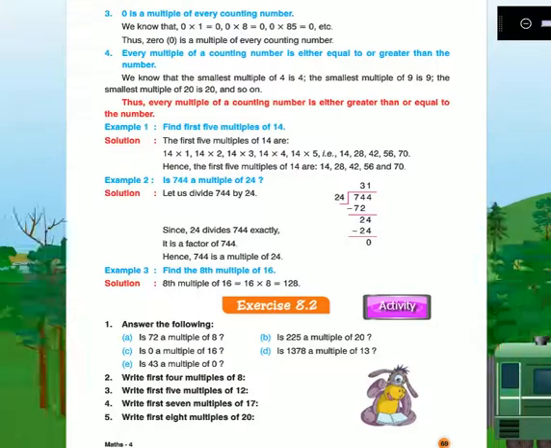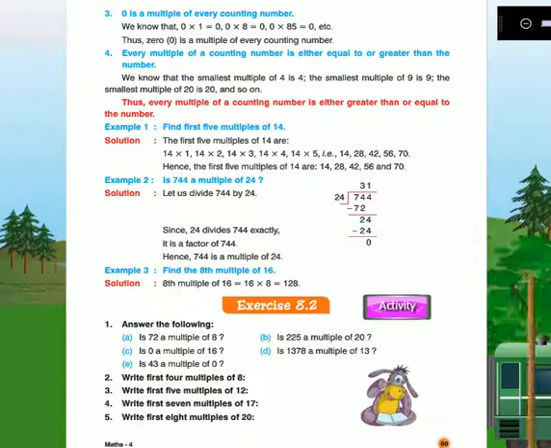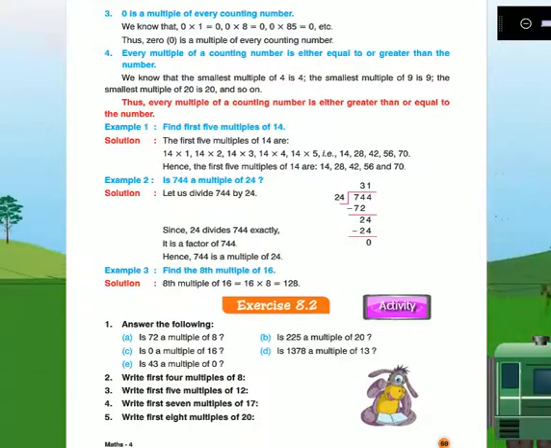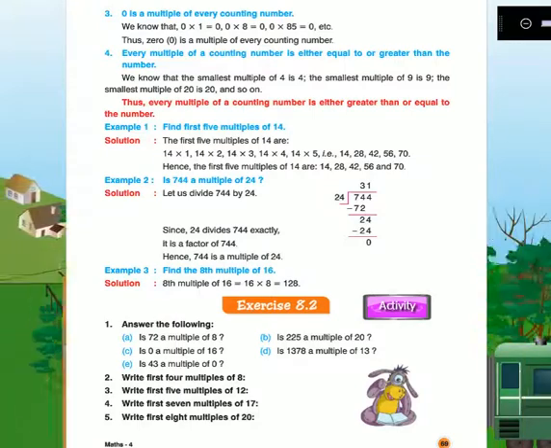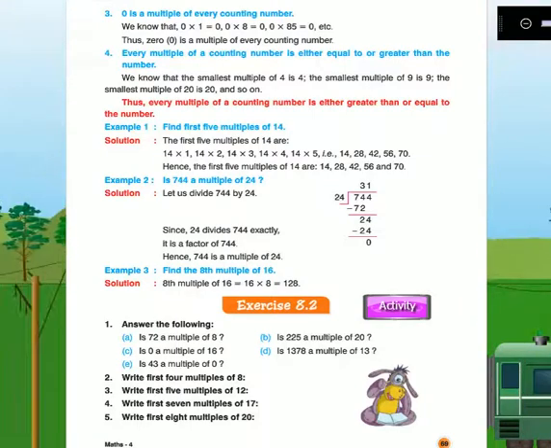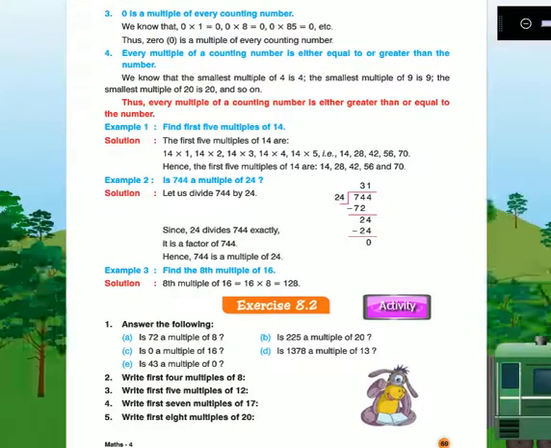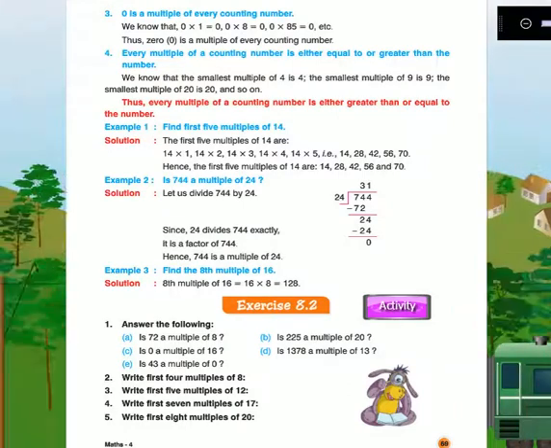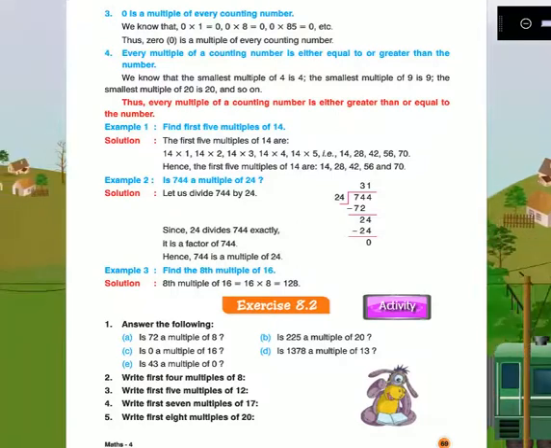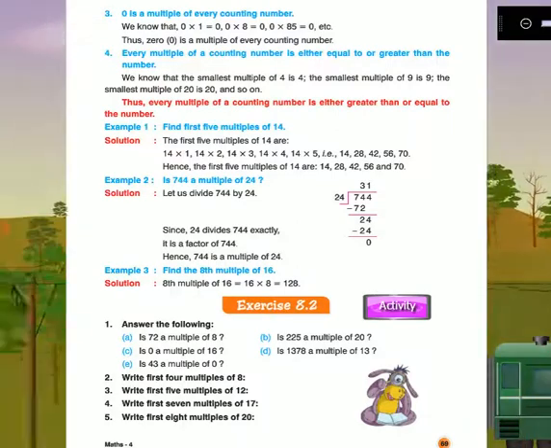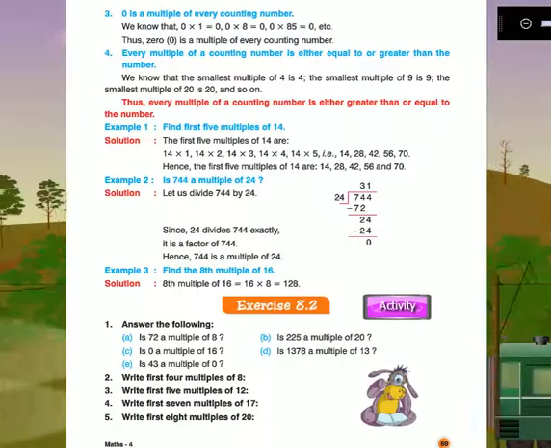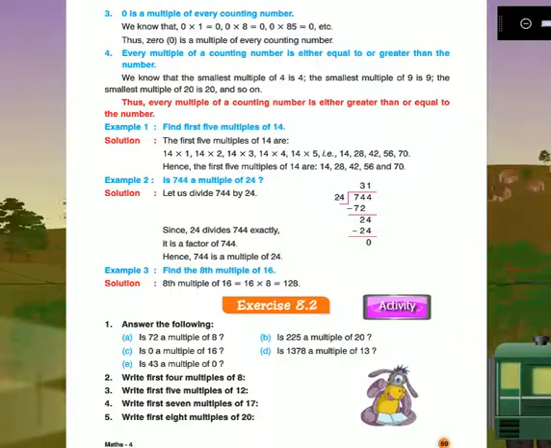Every multiple of a counting number is either equal to or greater than the number. We know that the smallest multiple of 4 is 4. The smallest multiple of 9 is 9. The smallest multiple of 20 is 20, and so on. Thus, every multiple of a counting number is either greater than or equal to the number.